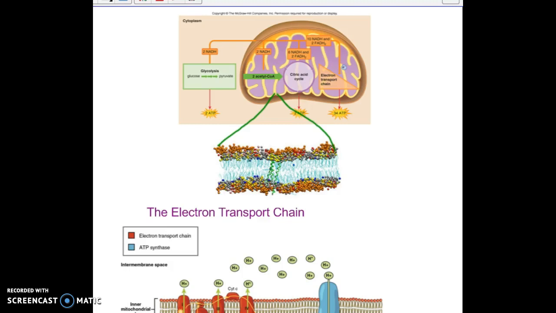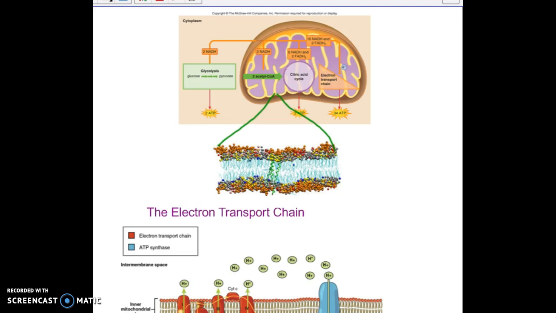So this is the last video in the series, and this is really where the magic kind of happens. We make glucose in the chloroplast. We transferred that glucose into the cytoplasm. We convert it into pyruvic acid. Pyruvic acid has now gone into the mitochondria.